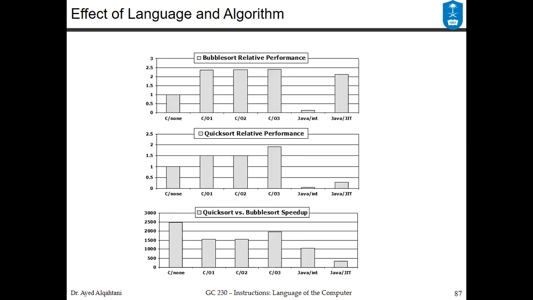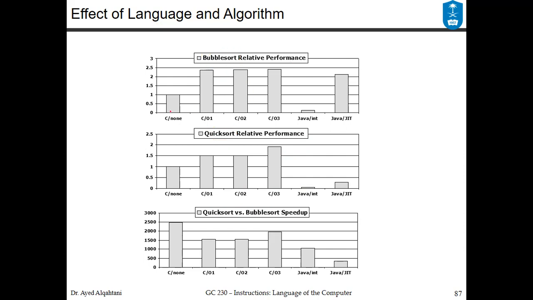Now, also there is an effect of the language and the algorithm. Here we get the performance for the bubble sort, our sort, the one that we discussed. There is another type of sort called the quick sort, and we did the same. We didn't show you the code, but we did get the calculations in terms of performance, and then we try to get the speed up comparison between the two.